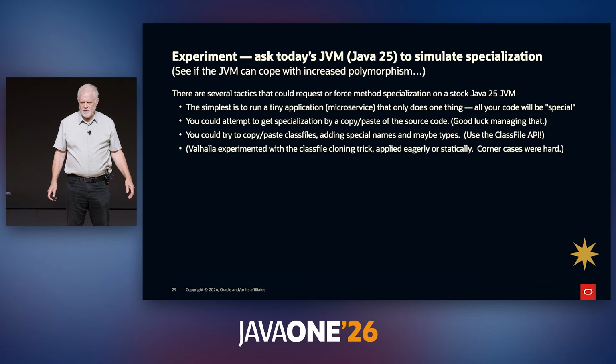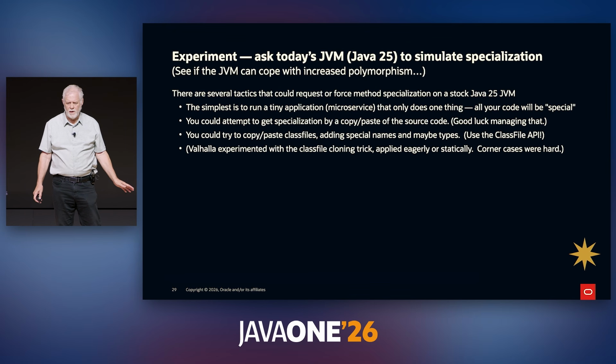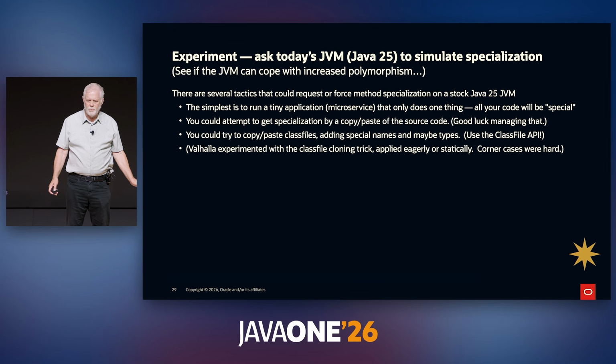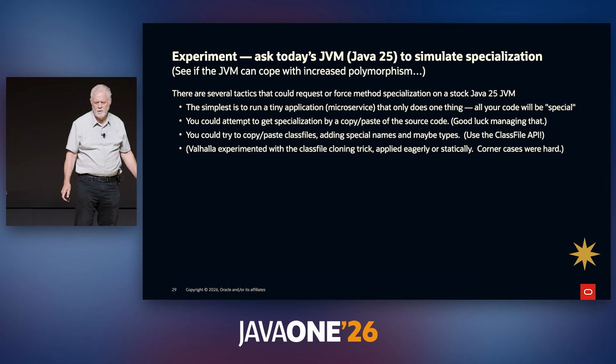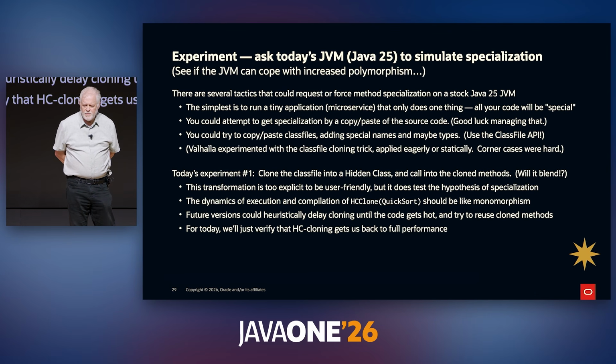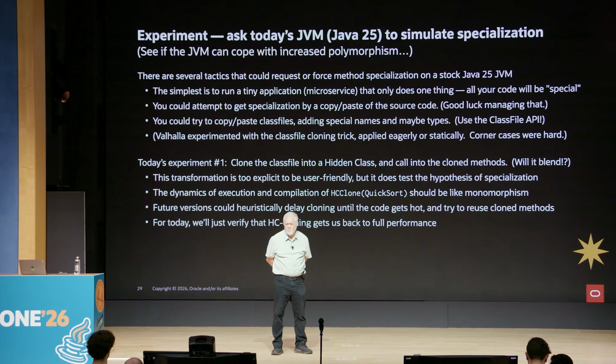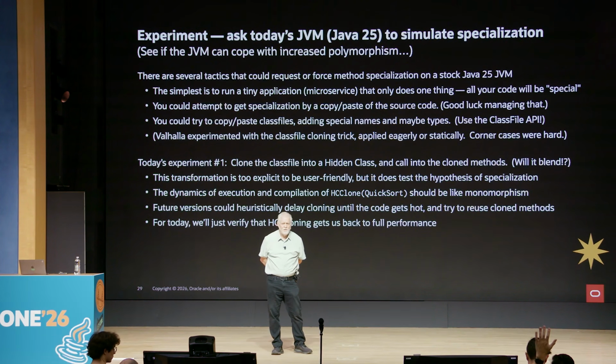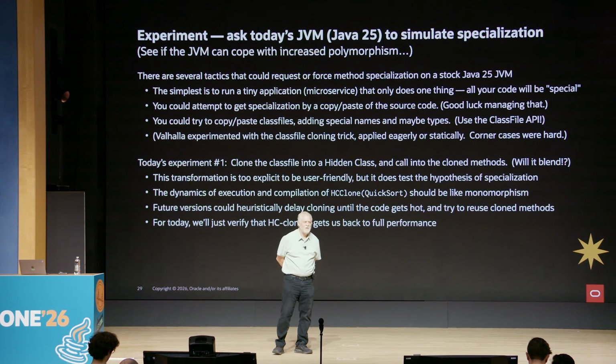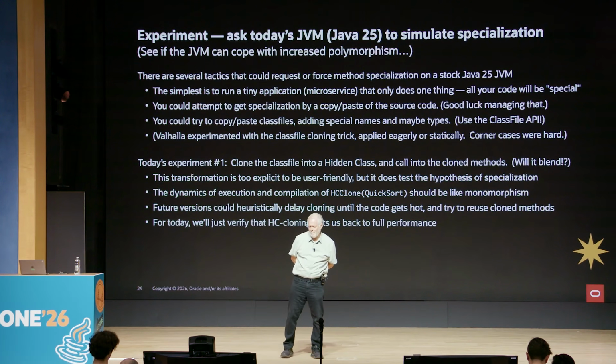We've experimented with this stuff. There are several ways you can attempt to attack the problem. I'm going to share with you two experiments that kind of worked. Today's first experiment is to use hidden classes. How many of you know about VM anonymous classes and hidden classes? Dude, that's pretty good. It's a very obscure feature.